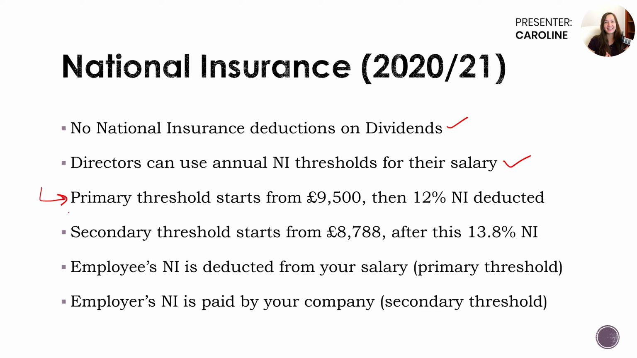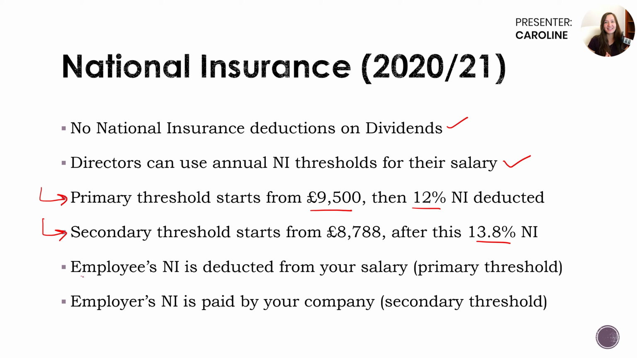The primary threshold, like I mentioned before, starts from £9,500. This is employee's NI. And after this initial £9,500, there is 12% deducted for national insurance. After £50,000, this reduces down to 2%. The secondary threshold is the employer's NI threshold, and this starts from £8,788. After this amount, it's 13.8% that your company has to pay. This is not deducted from your salary at all. This is just a company tax for running salary. So this does not change. It doesn't get reduced later. It's always going to be 13.8%.